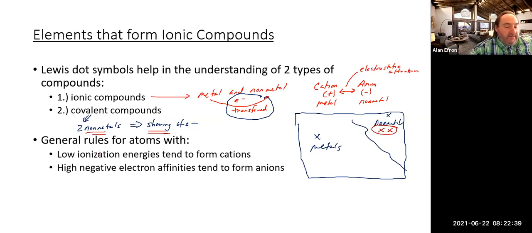Now, when we talk about that general rule, elements with low ionization energy will tend to form cations. Remember, ionization energy is the energy required to remove an electron from the gas phase of an atom. So metals have low ionization energies, which means they can remove their electrons relatively easily. High negative electron affinity tends to form anions. Those are the elements that typically form anions, which are our nonmetals. Remember, electron affinity increases as we go up and to the right.